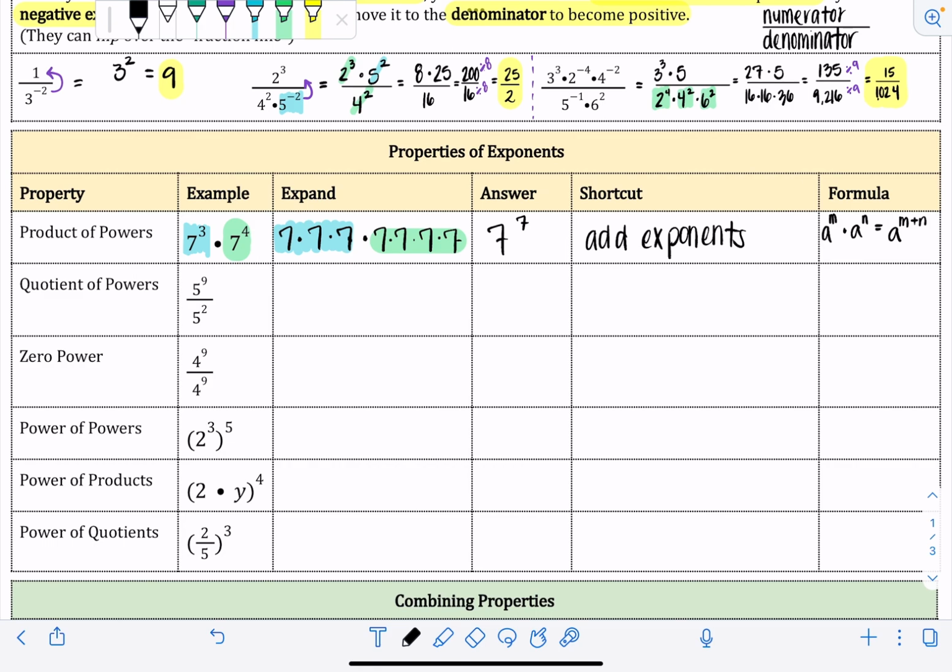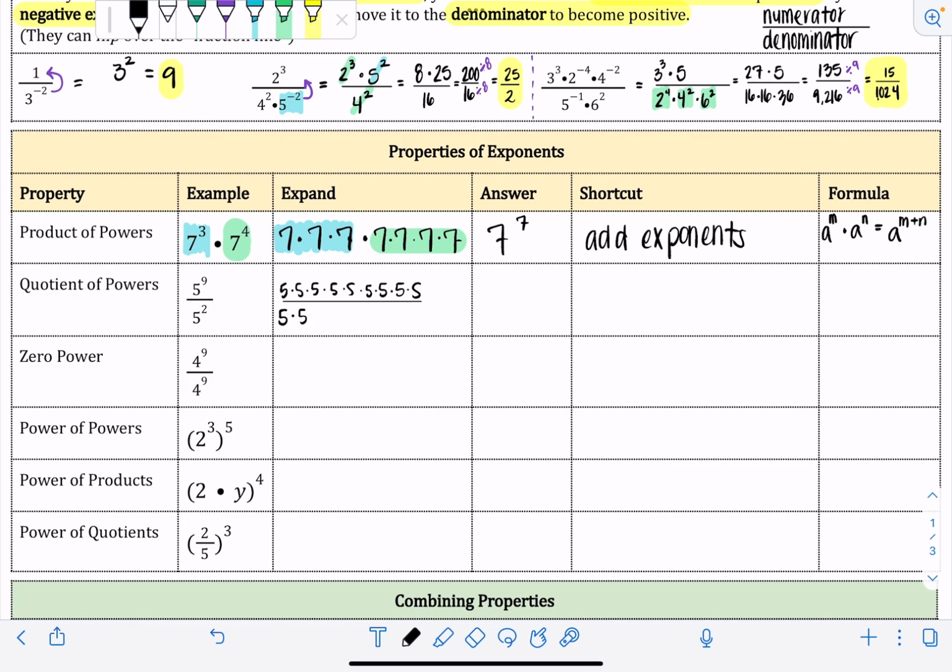And then the next one is the quotient of powers. I'm going to expand that and create my fractions. In the numerator I have 5 to the 9th power, so I have 9 fives being multiplied together: 1, 2, 3, 4, 5, 6, 7, 8, 9. I've got to make my fraction a little bit longer. And in the denominator I have 5 squared, so 2 fives being multiplied together, 1, 2.